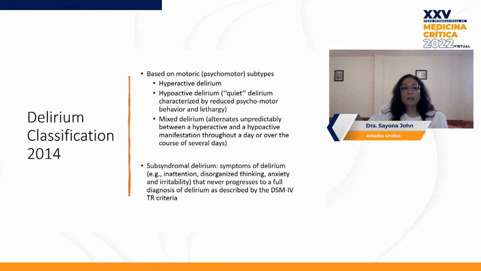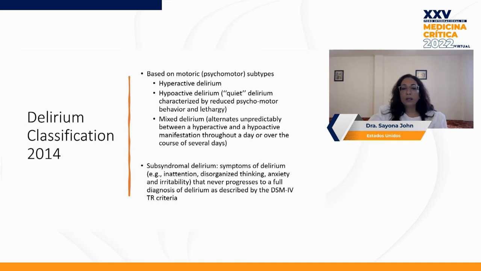So this became very confusing, and that's why there was an effort to understand what exactly delirium means. So the classification as we know it is based on psychomotor subtypes. There's hyperactive delirium, which is so easy to diagnose. The patient is agitated, they're trying to get out of bed, they're not making any sense when you're talking to them, then that clearly fits into the category of hyperactive delirium.